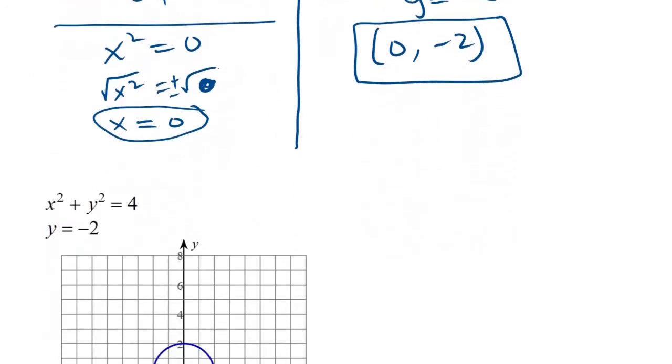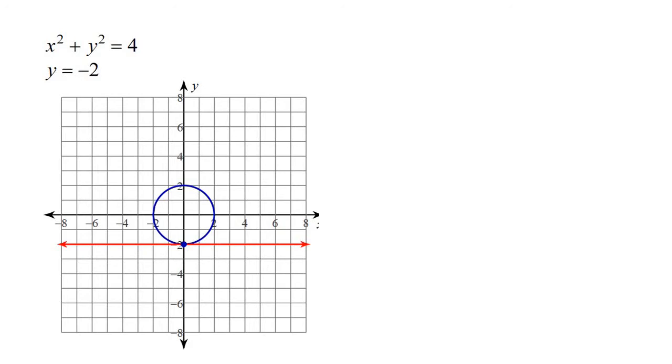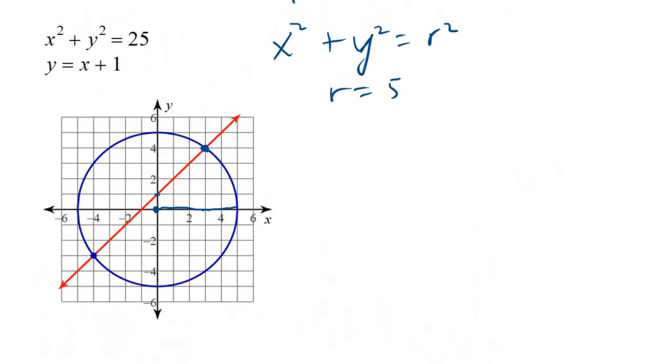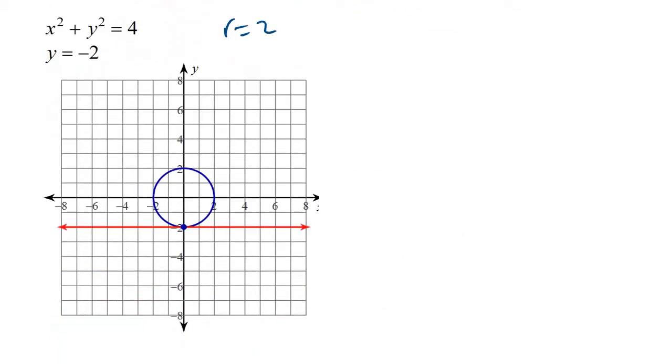Here is a graph. You can see that this is a circle with a radius of 2, and the center is at the origin. And then this is the line y equals 2. It's a horizontal line. It actually intersects at one point. Compared to the first problem, where there are 2 points of intersection, here there is only 1 point of intersection.